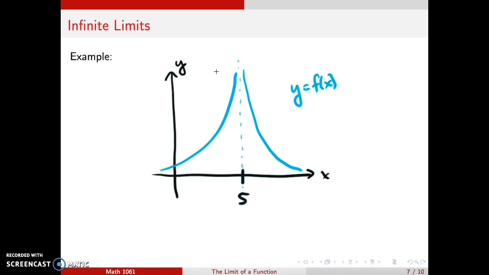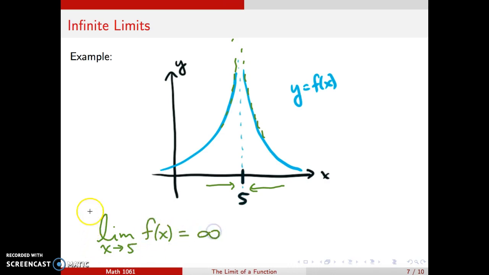Example here, nothing to worry about in terms of the actual function formula. But just looking at this, as we approach 5 from the left, it looks like it's growing bigger and bigger and bigger forever. Same thing from the right, going bigger and bigger and bigger. So based on this graph, we're going to conclude the limit as x approaches 5 of f of x is infinity. So there's an infinite limit.